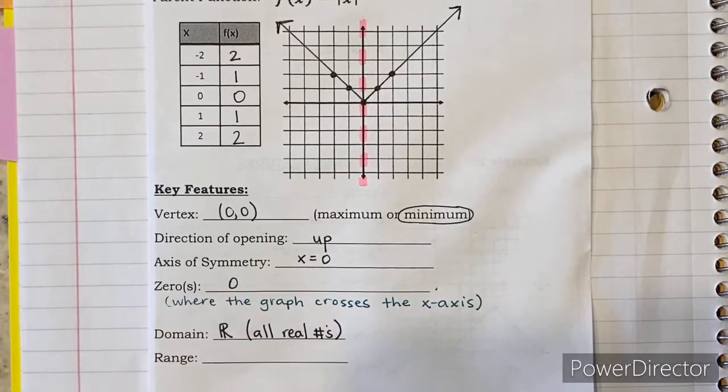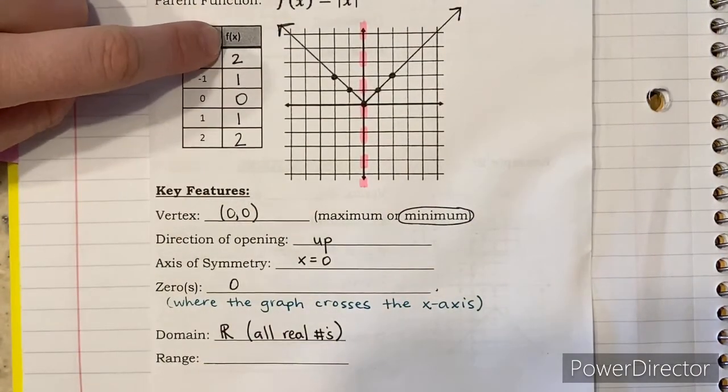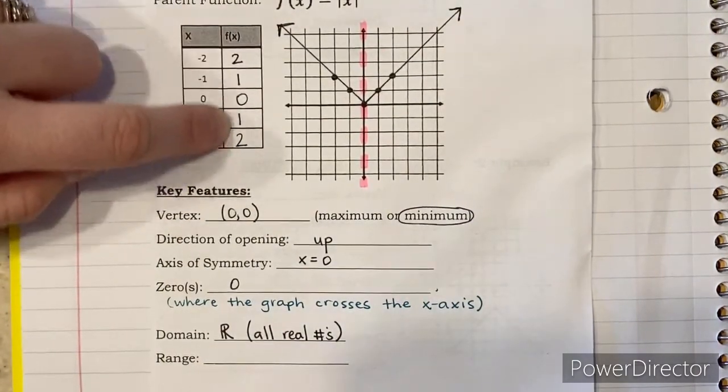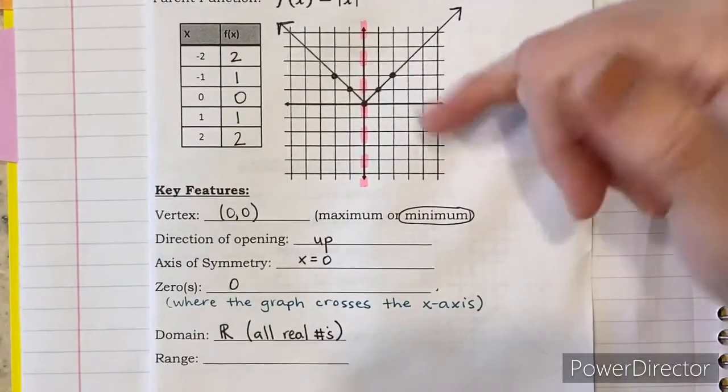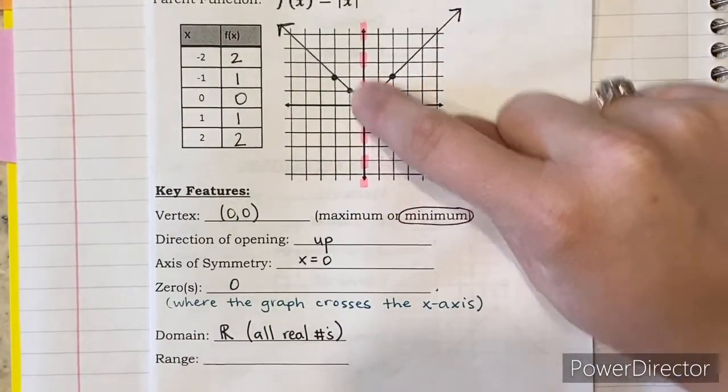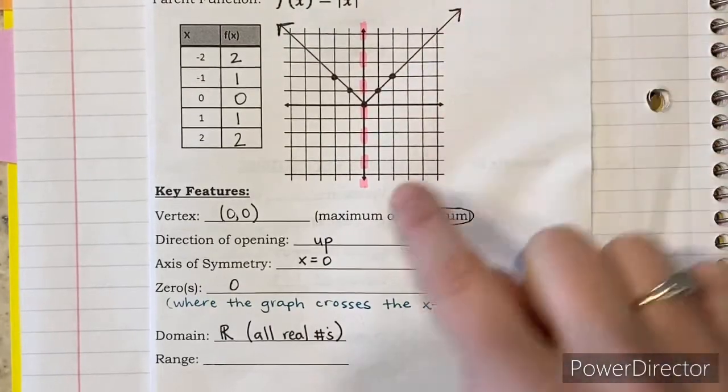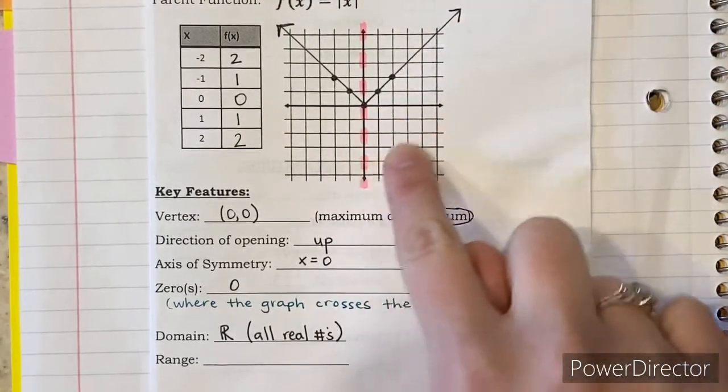Okay? And now the range is our y values. So the question again, what y values are used to create this graph? So here in our XY table, these are our y values. And on the graph, this is the bottom of our graph, and I'm going to use everything above it. Notice that none of the graph is down here.